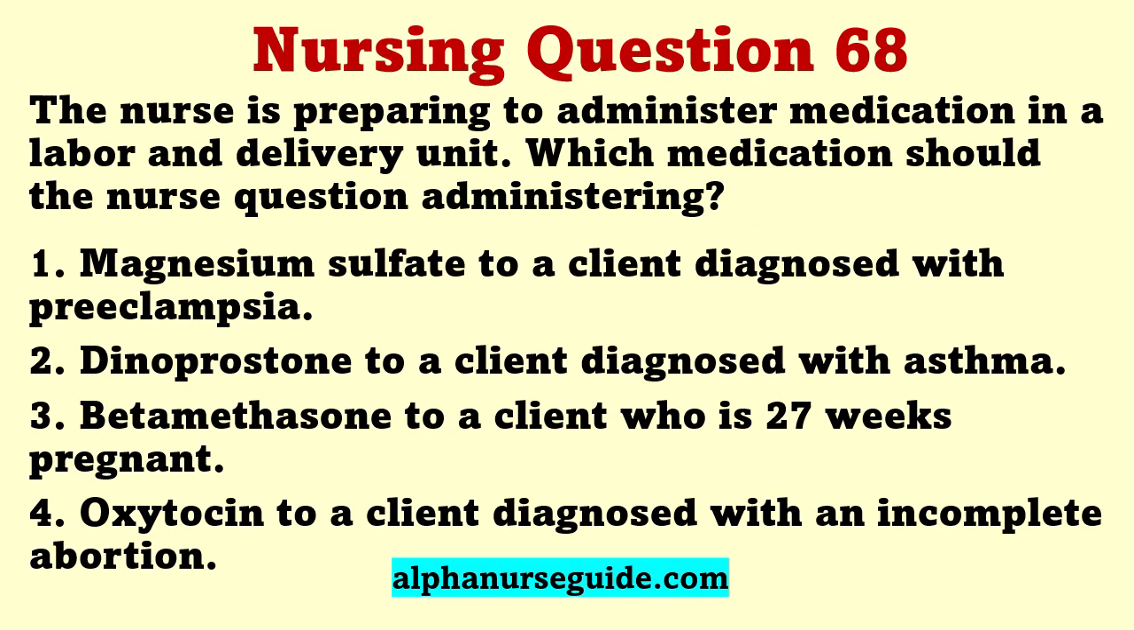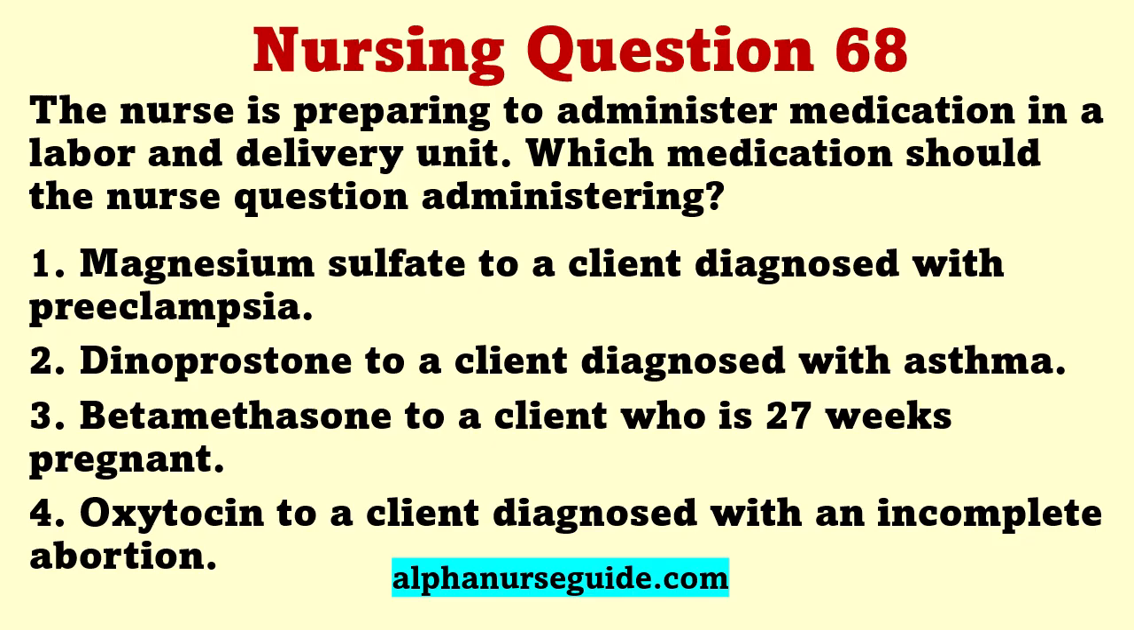The nurse is preparing to administer medication in a labor and delivery unit. Which medication should the nurse question administering? 1. Magnesium sulfate to a client diagnosed with preeclampsia. 2. Dinoprostone to a client diagnosed with asthma. 3. Betamethasone to a client who is 27 weeks pregnant. 4. Oxytocin to a client diagnosed with an incomplete abortion.